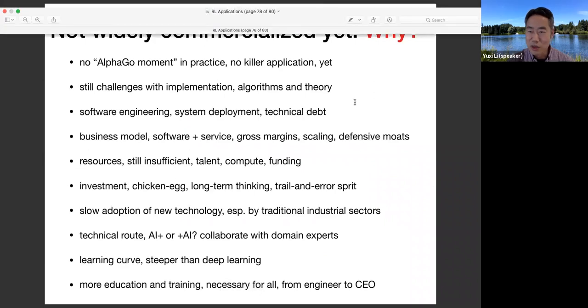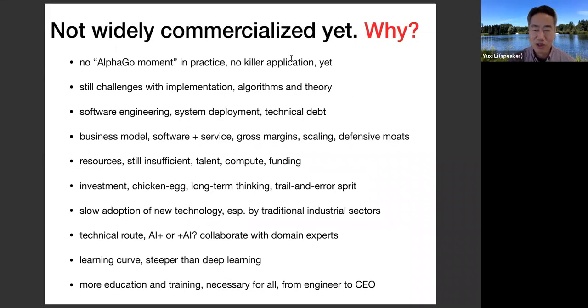I'll spend maybe a couple of minutes talking about my understanding of why reinforcement learning is not widely commercialized yet. Deep learning is already very popular, many people know it. Everybody is talking about deep learning. It's basically the same as AI.